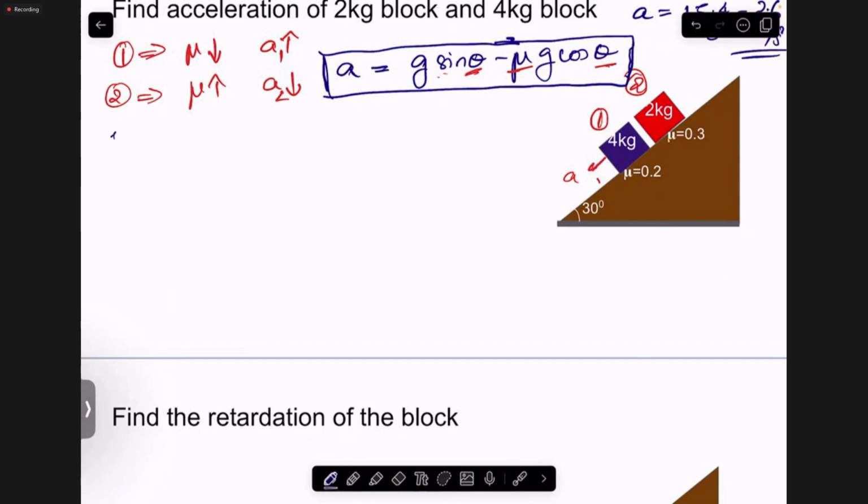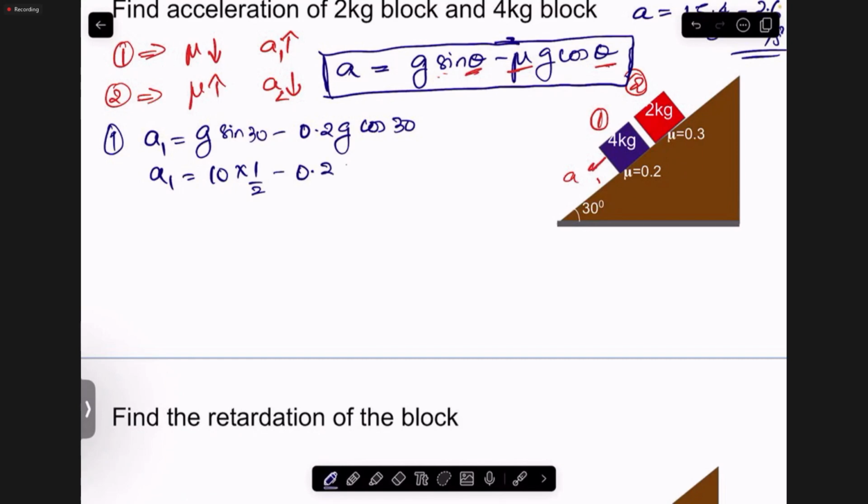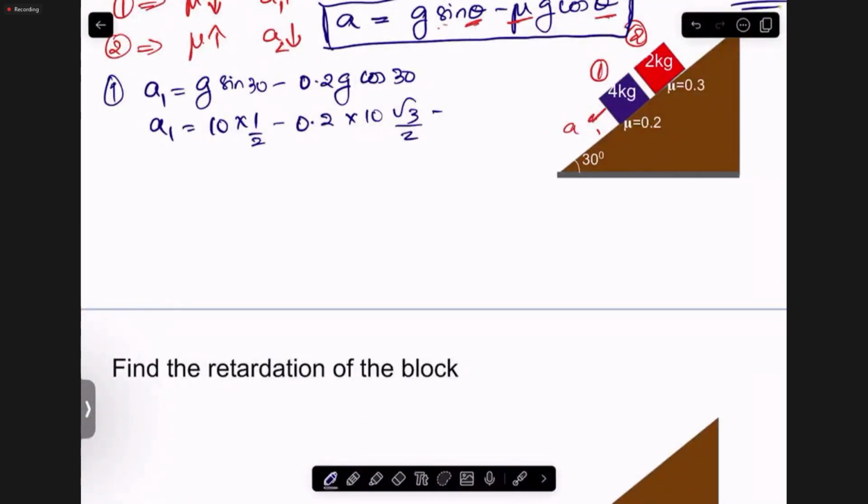So for block 1, A1 equals g sin 30 minus mu, which is 0.2, times g cos 30. So A1 equals 10 sin 30, which is 1 by 2, minus 0.2 times 10 times cos 30, which is root 3 by 2. So solving, you will be getting 3.3 meters per second squared.